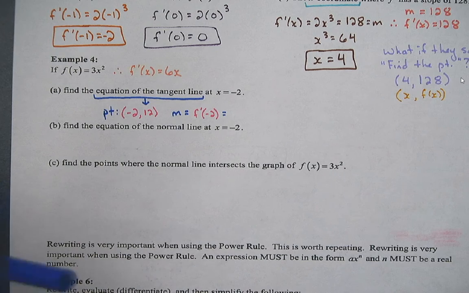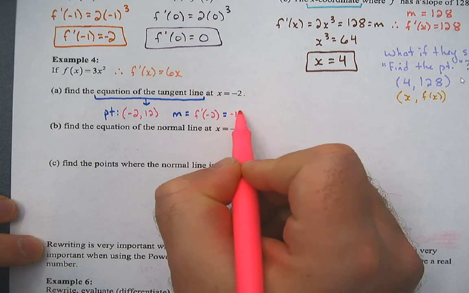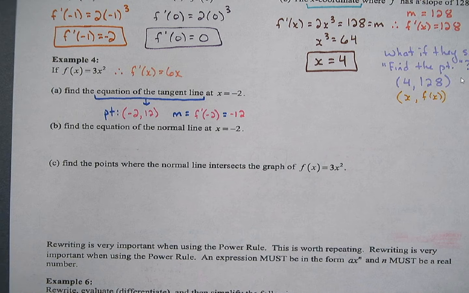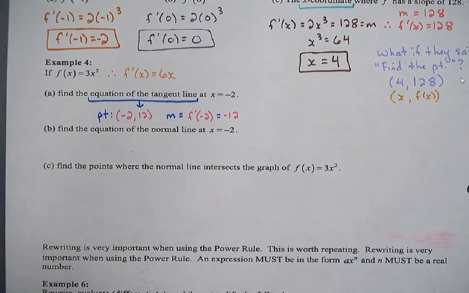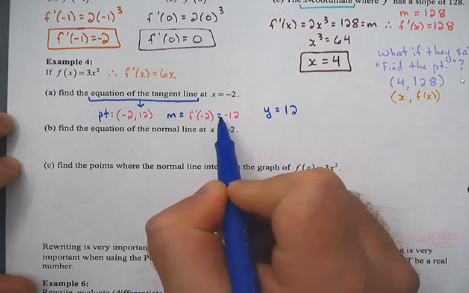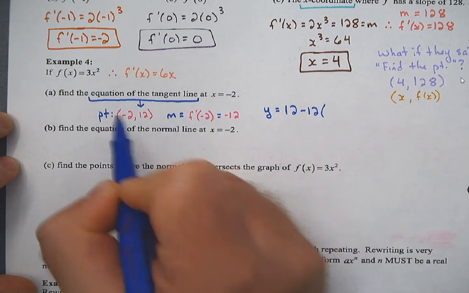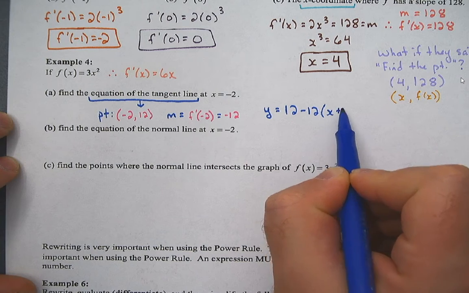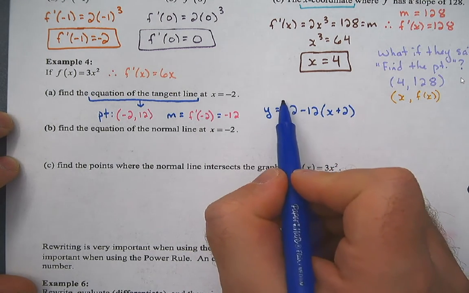Plug -2 in that, we'd get a slope of -12. And now I just said write the equation, so you could write it in any form that you want. If you wanted to do point slope, go for it. If you wanted to solve for the y-intercept, go for it. I'm going to go for my favorite form, which is Taylor. So we would say y equals y slope x minus x to turn into a plus.